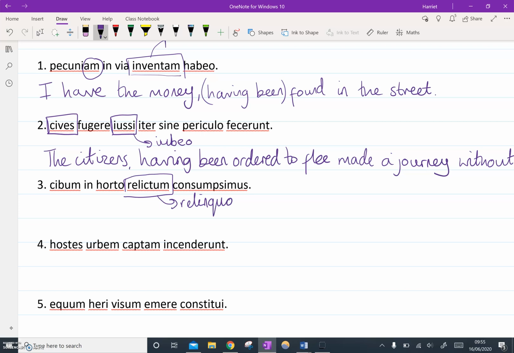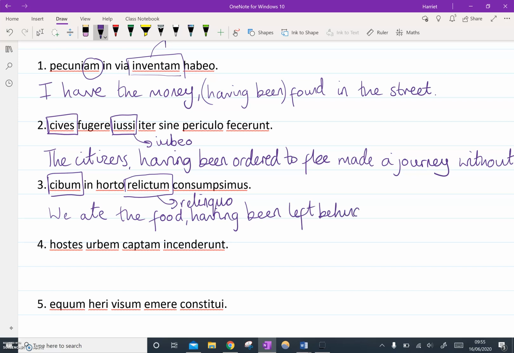But the ending, relictum, is masculine accusative singular. What else is masculine accusative singular? Cibum. So it must be describing the food. But we don't start with those two words because they're accusatives. So look at the verb, consumpsimus. We ate. Cibum relictum, the food having been left behind. Or if you prefer, you can just say left behind in the garden.